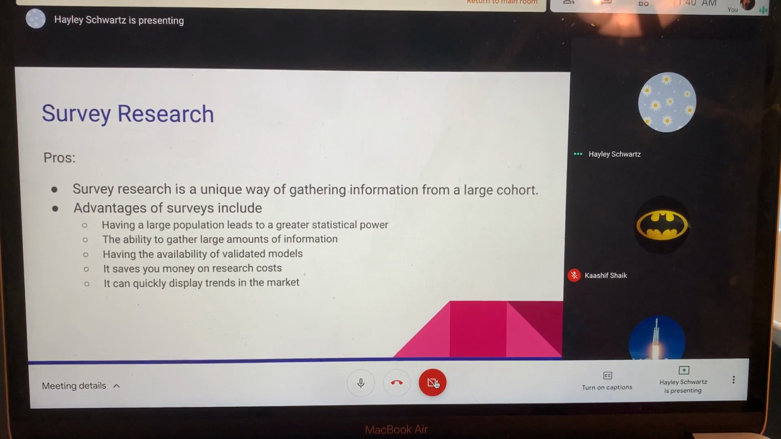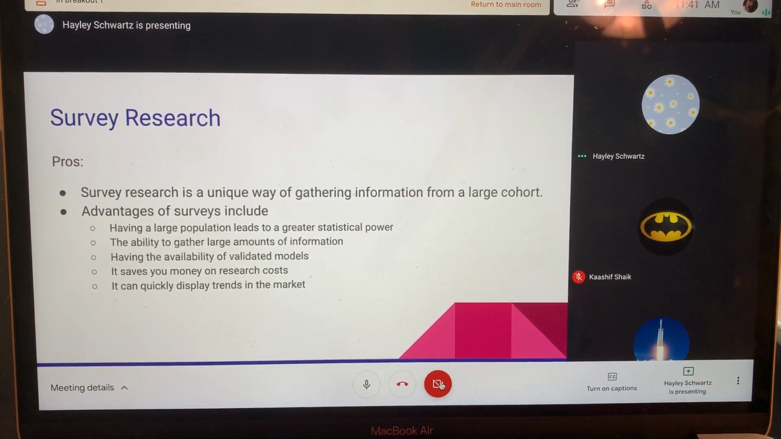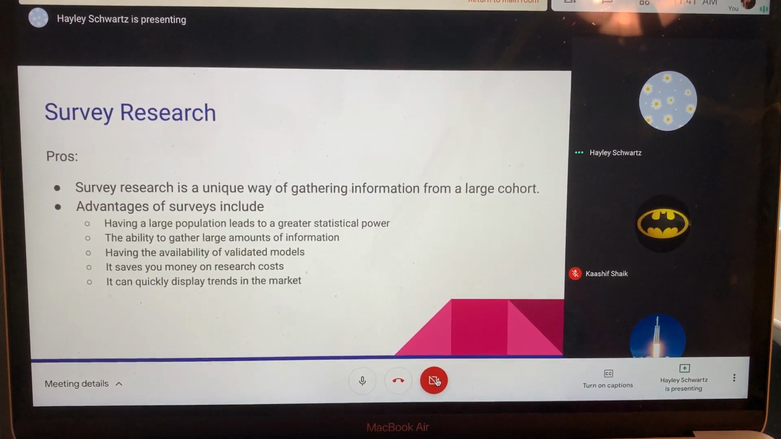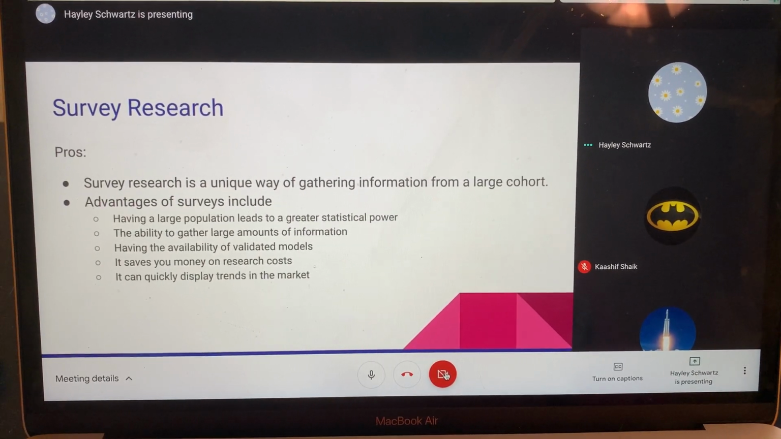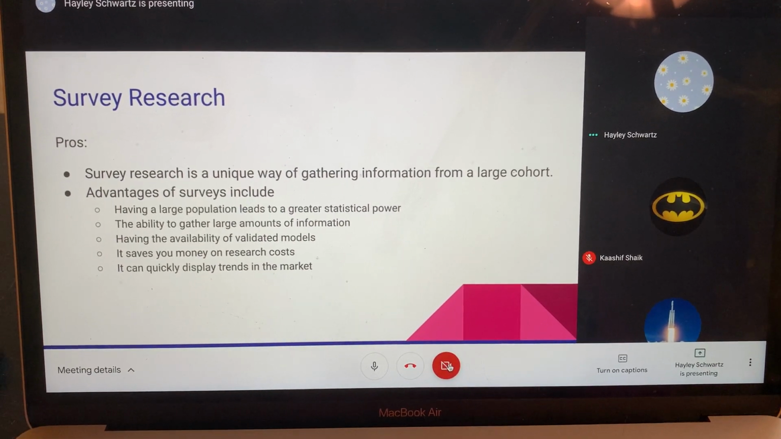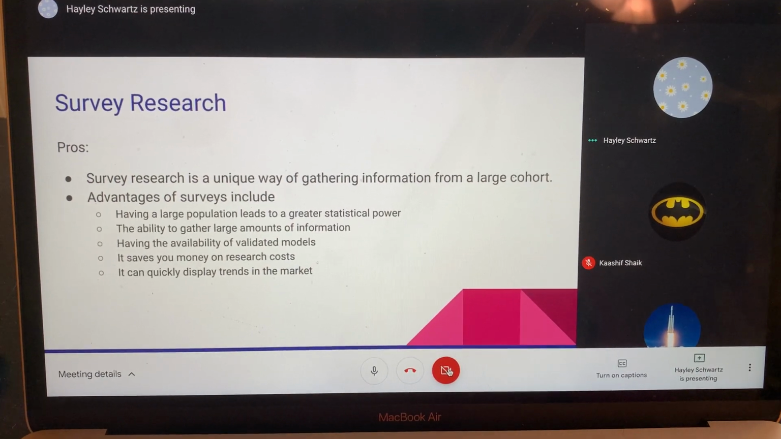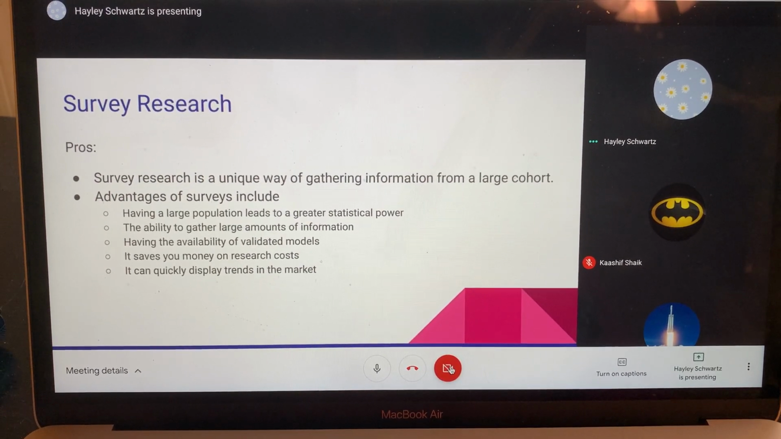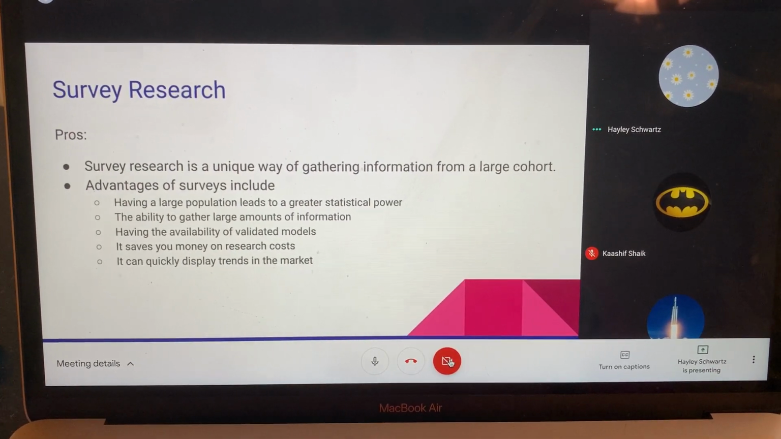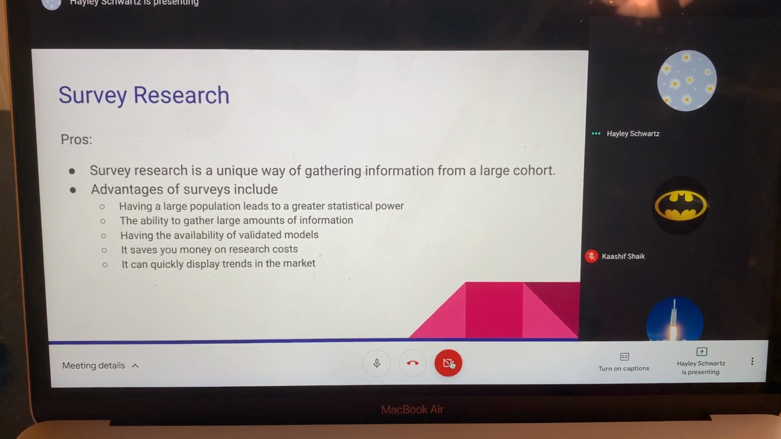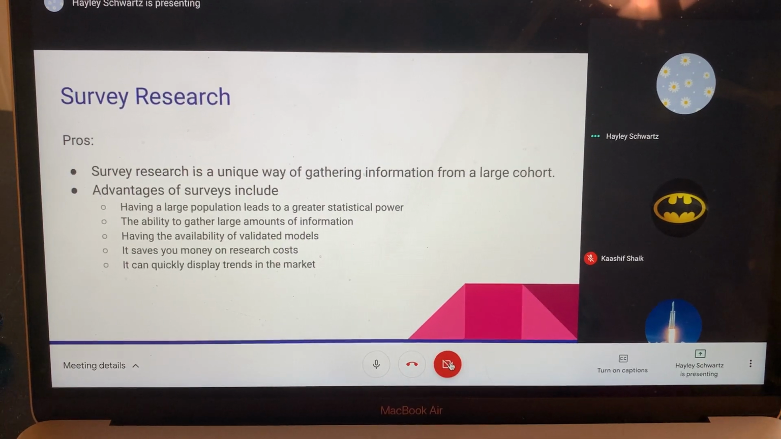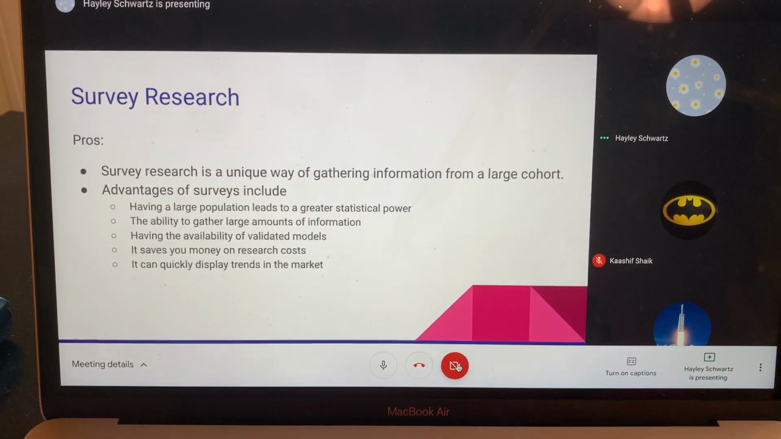Some of the pros of survey research: overall, it's a pretty unique way of gathering information from a large group of people, or a cohort. Some advantages include that a large population leads to greater statistical power. Also, surveys usually have the ability to gather large amounts of information. There are also many validated models already available for you to use. It saves you money on research costs, and it's usually pretty quick and easy to make the surveys. And it can quickly display trends in the market.